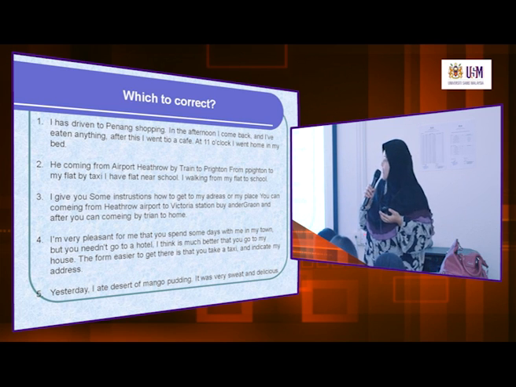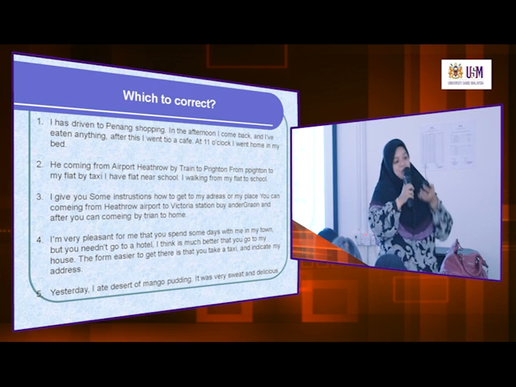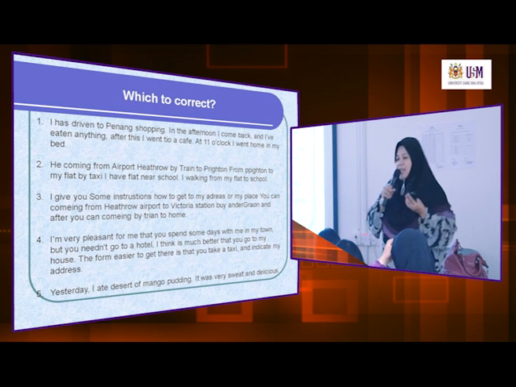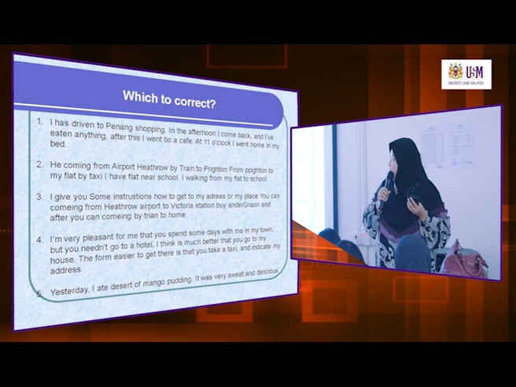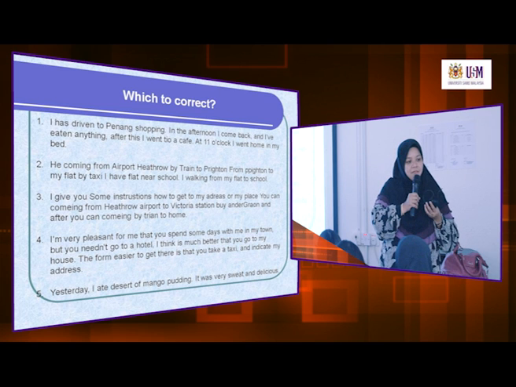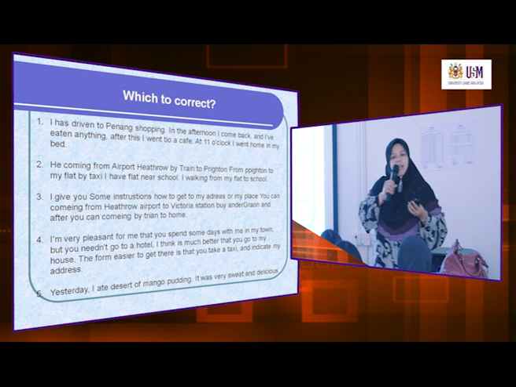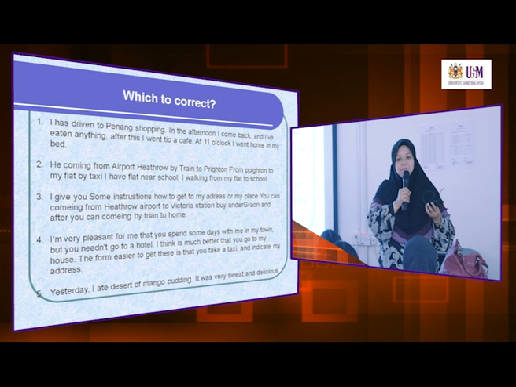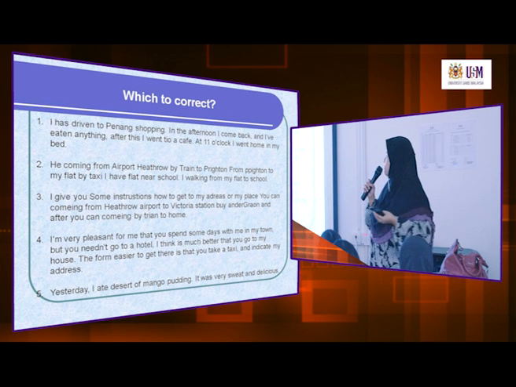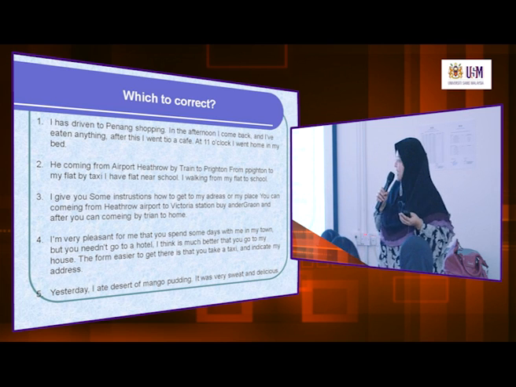Okay. Which one do you correct? This is not wrong or right. I want to know which one you correct. Which one? Coming. You corrected it into? Is coming. Okay. Anything else that you correct? Places may not be so pressing, so it's okay. But sometimes you don't know what it actually means. Okay. Anything else that you will correct?